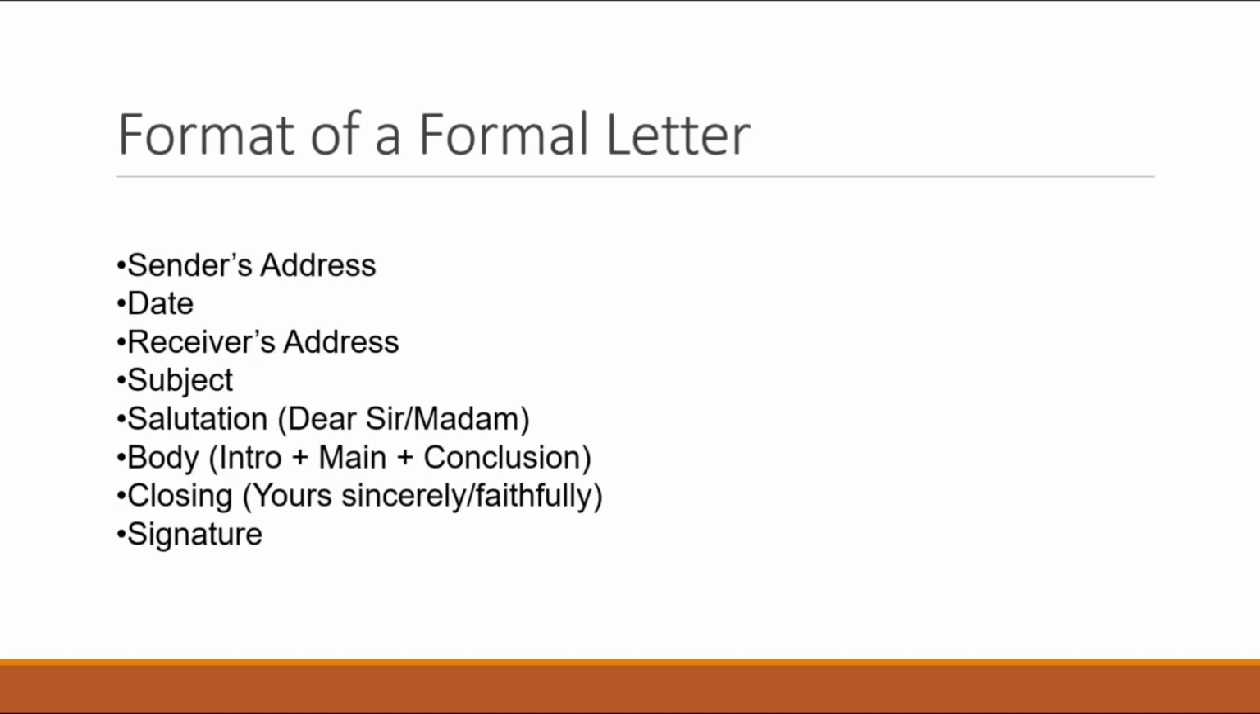So, the next slide is about the format of a formal letter. Let's understand the structure of a formal letter step by step. First one is sender's address. Your address goes at the top. Next one is date. Leave a line and write the date. Next one is receiver's address, which is the address of the person or authority you are writing to. And the subject, where we clearly state the purpose of the letter in one line. And next one is salutation, where we can use dear sir or dear madam.